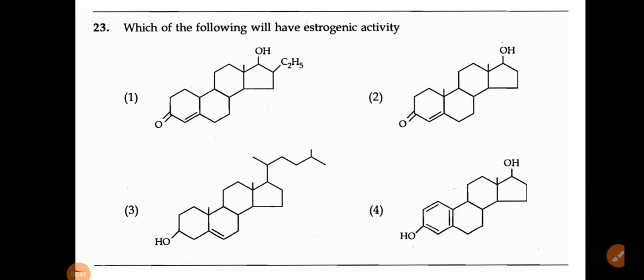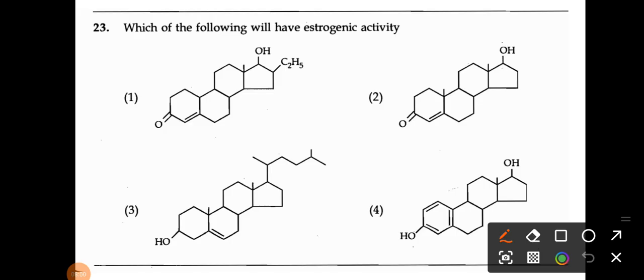Next, which of the following will have estrogenic activity? Here you have to remember the structure and the carbon numbering of estrogen, progesterone and all those things. For estrogen, you know that is estradiol. So simply the correct answer is option number 4, because it is the only structure which contains the 2 OH groups, meaning estradiol, right? That's why option number 4 is correct.